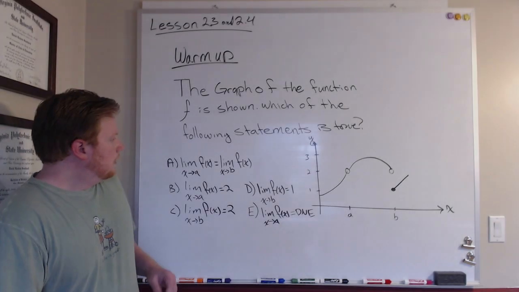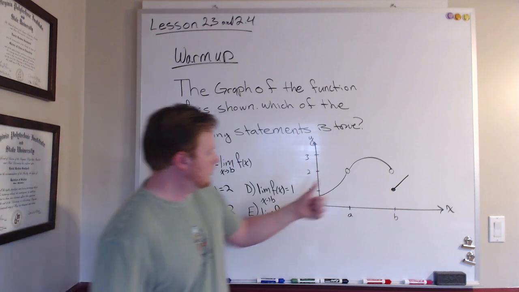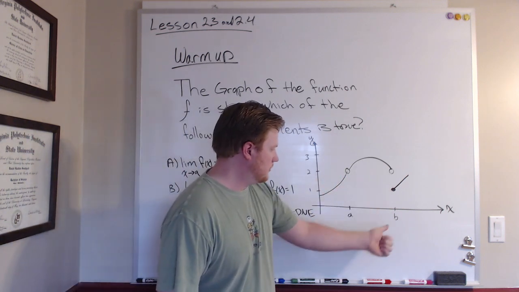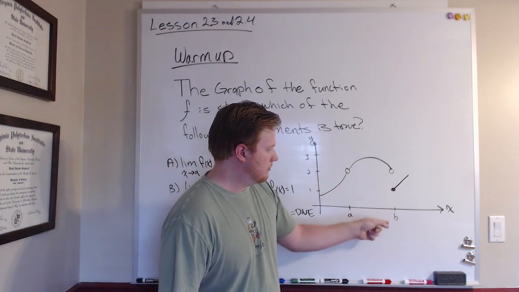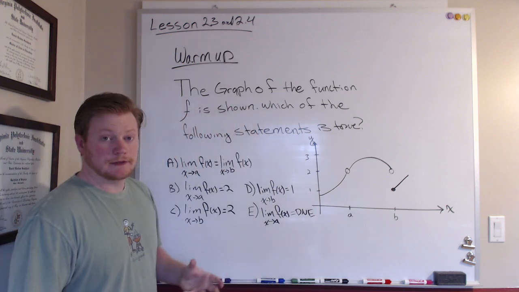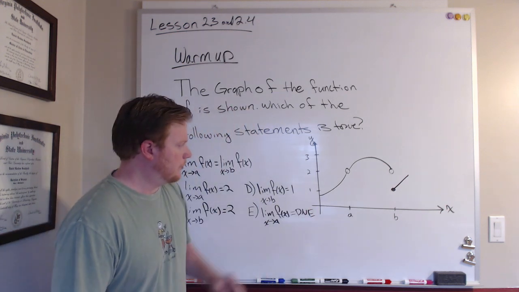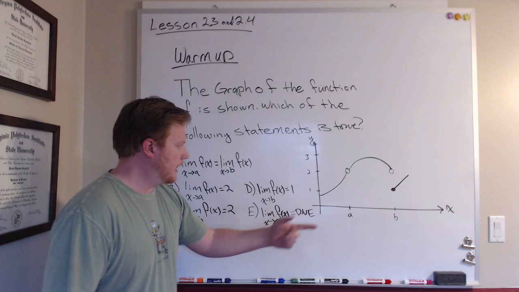So the first thing we see here is that there are two holes in the graph, A and B. However, at B, the graph is defined. It's defined at 1, or as 1 at B.